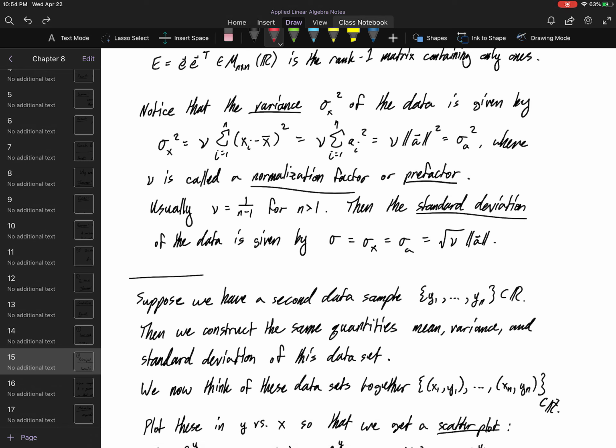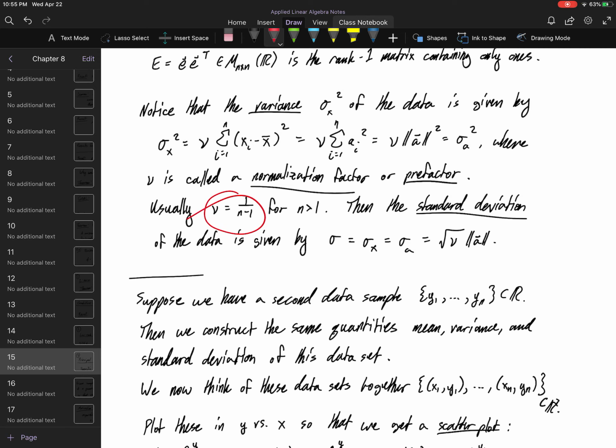We'd also like to figure out what the variance of the data is, and that's our standard definition here, that we have this sum of squares, right? We are effectively just taking the 2 norm of our data against the mean and scaling it by some normalization factor, or prefactor, some people call it. So we're just figuring out how far away our vector is from the mean vector, from the constant mean vector.